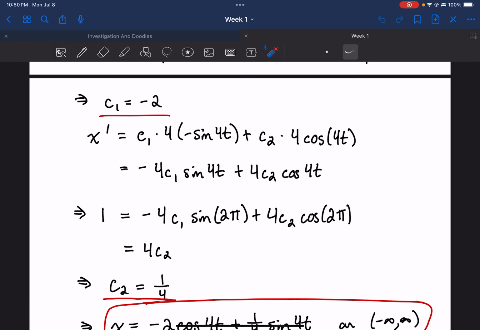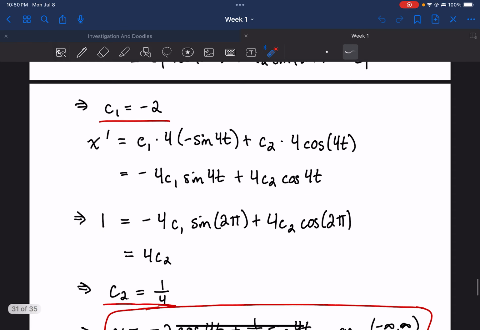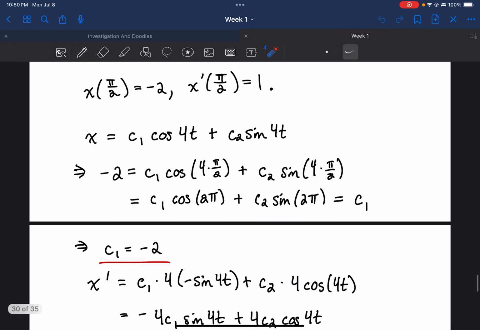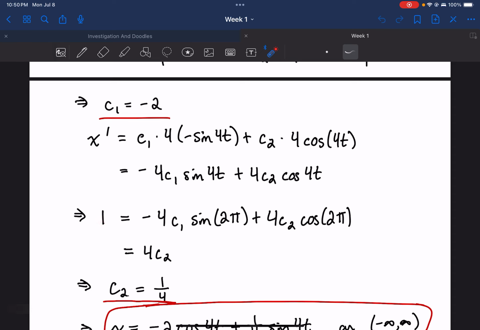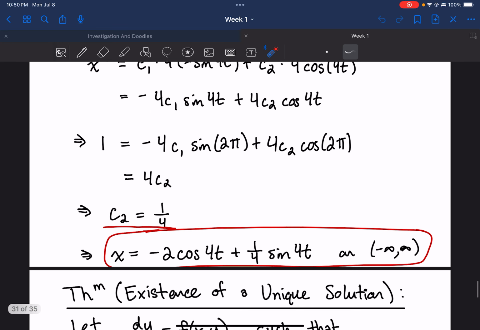And then we can plug in x equals 1 and t equals pi on 2 into x prime. 1 equals -4c1 sine of 2 pi plus 4c2 cosine of 2 pi. This term is 0, sine of 2 pi is 0. This term is 1, so we get 1 equals 4c2. And solving for c2 means we just divide by 4 on both sides, right? And we get c2 equals a quarter.